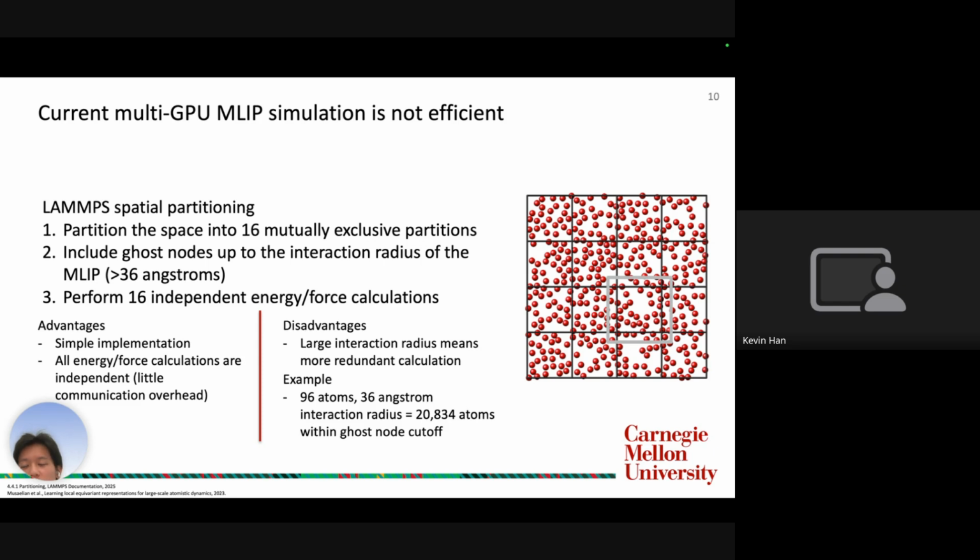A quintessential example presented in the Allegro paper is that if you had 96 atoms of some liquid at standard temperature and pressure, and a 36 angstrom interaction radius, you would have almost 21,000 atoms within your ghost node cutoff that you're effectively going to be throwing away ultimately. That's going to take up a lot of compute time, and more importantly a lot of GPU memory, that's going to be wasted.